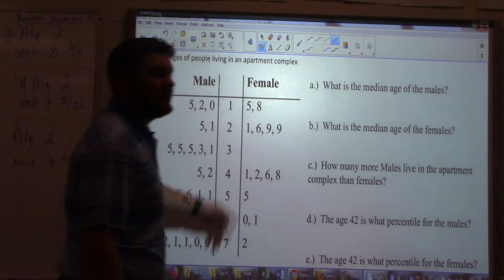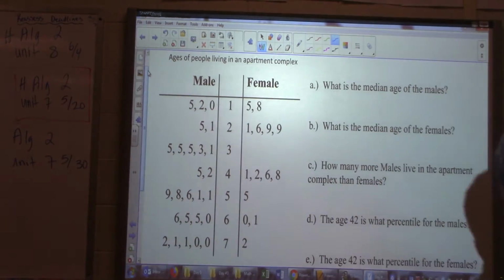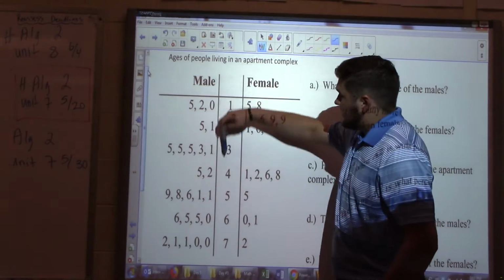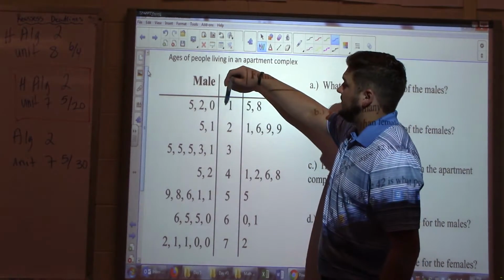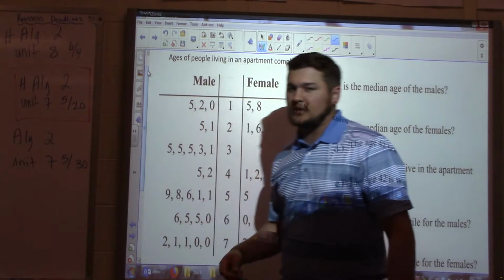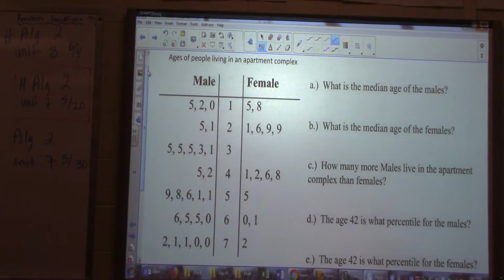Alright, so this stem and leaf plot has leaves going in both directions. Perfectly fine. We can read it the same exact way. These are all our stems. So 1, 5 would be 15. 1, 2 would be 12. 1, 0 would be 10.